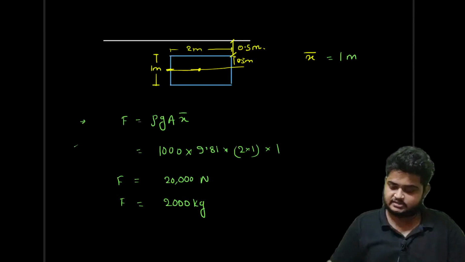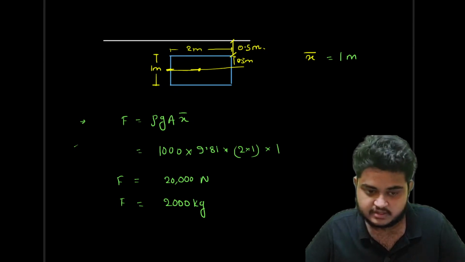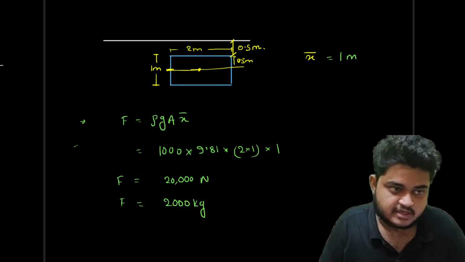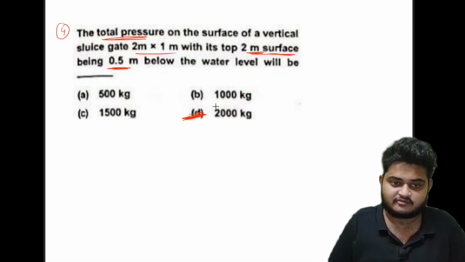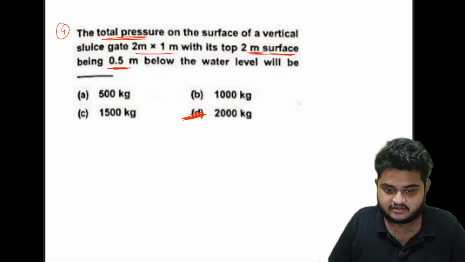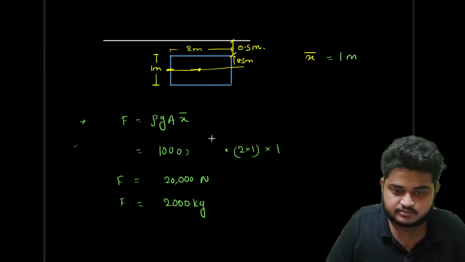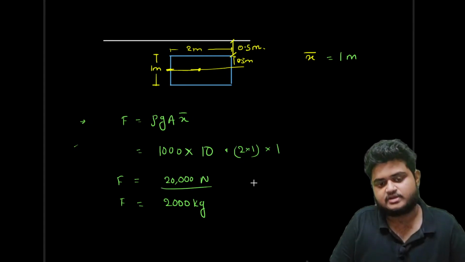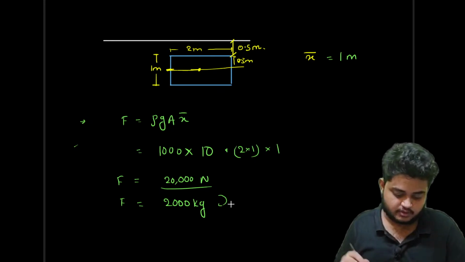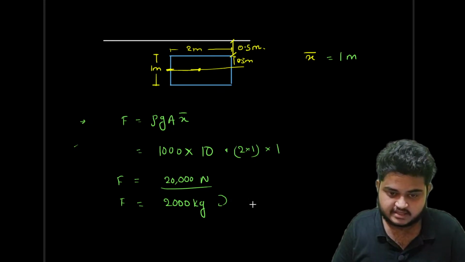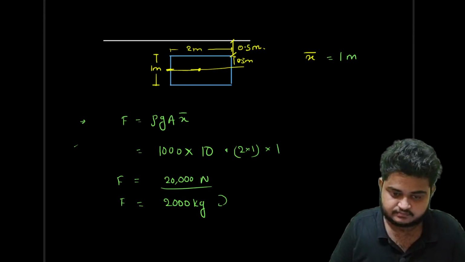Option D is the right answer. It is coming as approximately 20,000, because here we have considered the G as 9.81, but it is not given in the question. But after seeing the options, you can assume the G as 10. So if we assume the G as 10, then it will come out as 20,000 Newton, which will be equal to 2,000 kg, right? So this is the right answer for the fourth question.